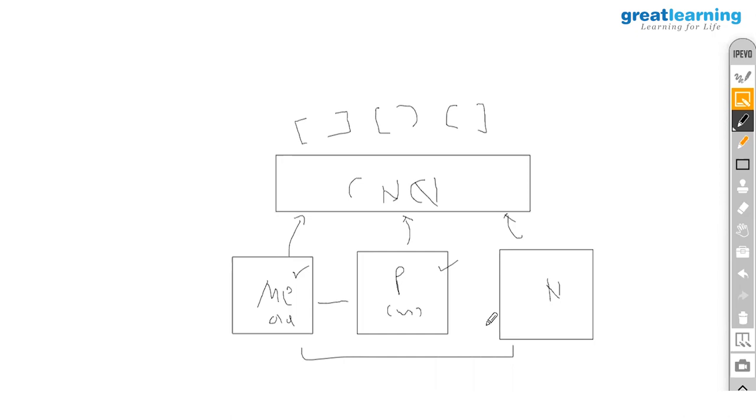Facial features. Yeah, but if you observe here, these are nothing but numbers. These are just numbers, some matrices. So what algorithm should I use here?